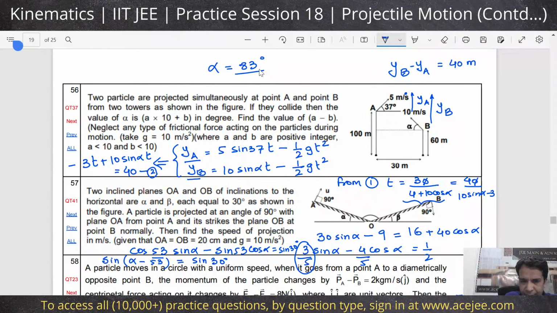So can I write this as 8 into 10 plus 3? So A minus B. So A is 8, B is 3. Then A minus B would be 5. Yes, Peter? Did you get it? Yes, sir. Okay.